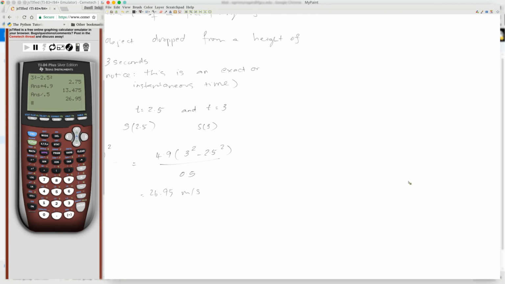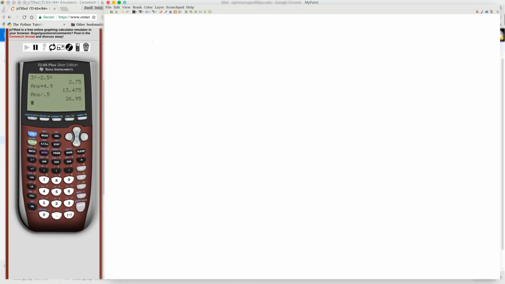Just like the previous problem, we're going to pick an arbitrary time point, let's say capital T, and time t equals 3. So velocity now would be equal to 4.9 t squared minus 4.9 times 3 over t minus 3.